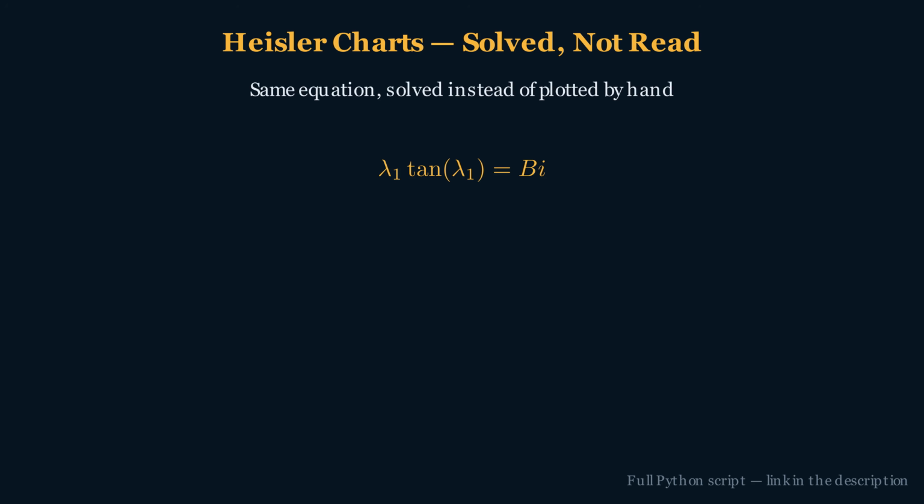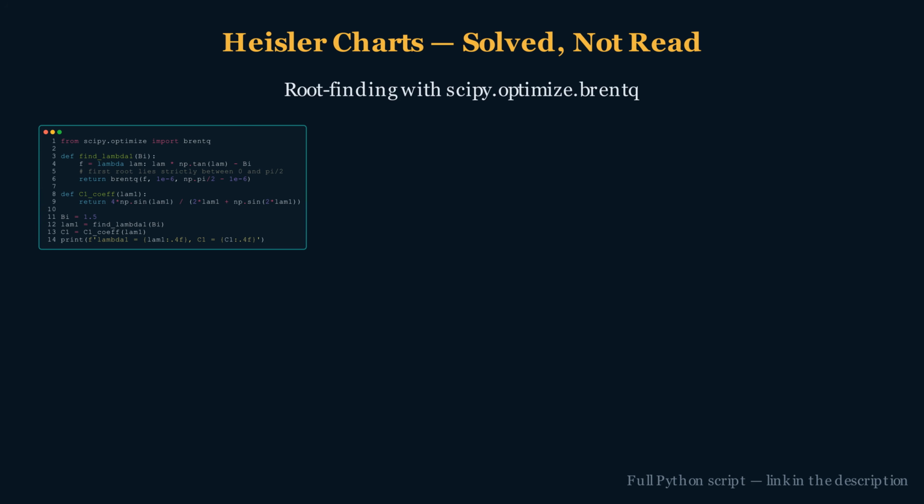This is a root-finding problem. For a given Bi, find the lambda 1 that satisfies this equation. SciPy has exactly the tool for that. We define the characteristic equation as a function that's 0 at the root, and hand it to brentq along with a bracket between 0 and pi over 2, since tangent has a vertical asymptote there, guaranteeing exactly one root in that interval. Brentq finds it to high precision in a handful of evaluations. Then C1 follows directly from the formula we derived.